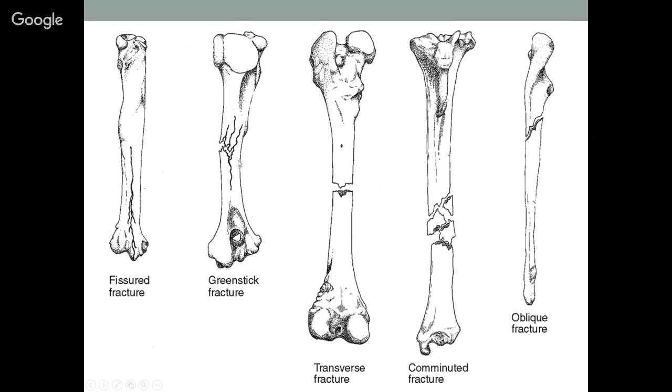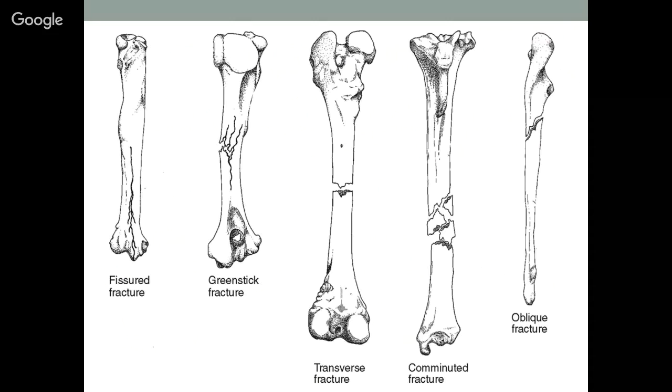This is a green stick fracture. A green stick fracture, if you have ever taken a stick that has just been cut off a tree, and if you've tried to break it and it just bends and then splinters on one side, but it's completely whole on the outside, does not open up at all, that is called a green stick fracture. It happens more in young animals.